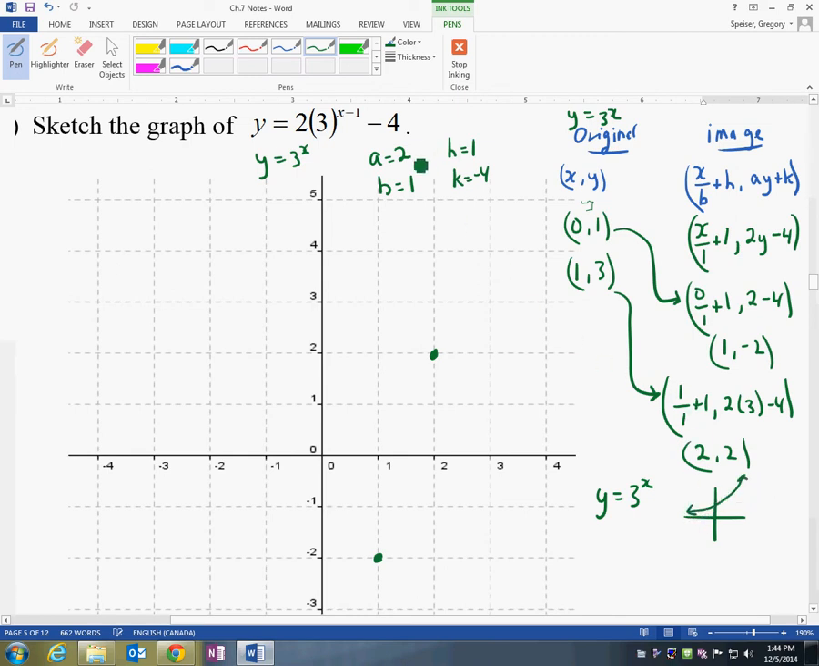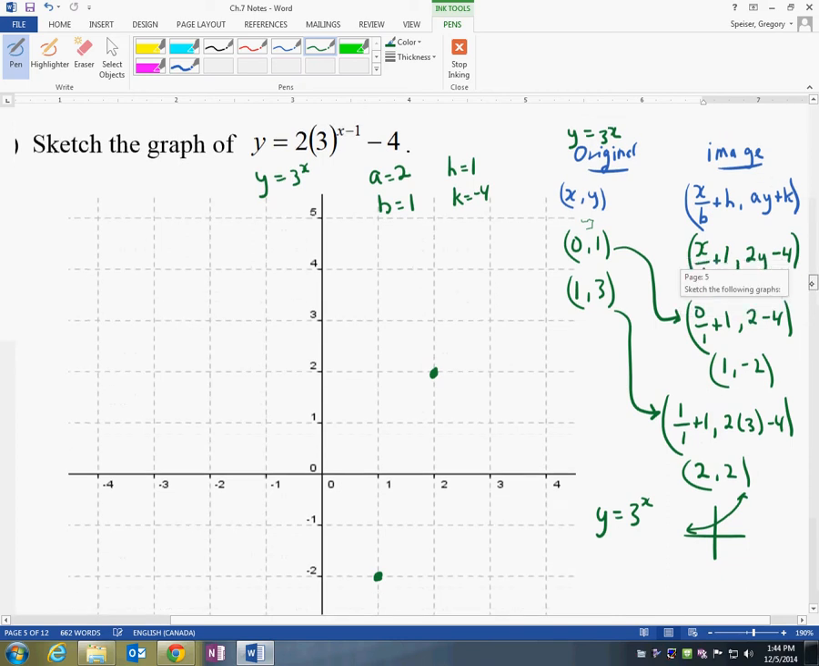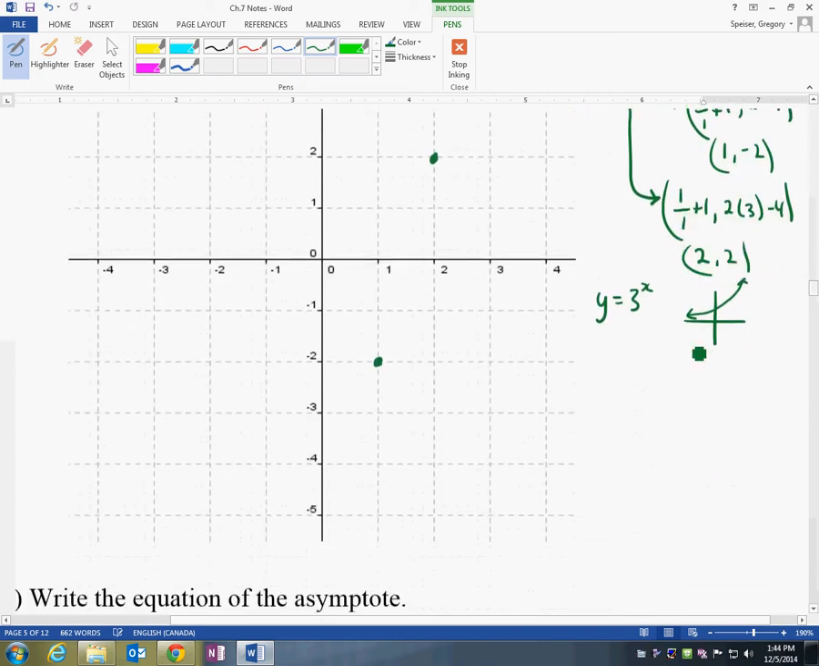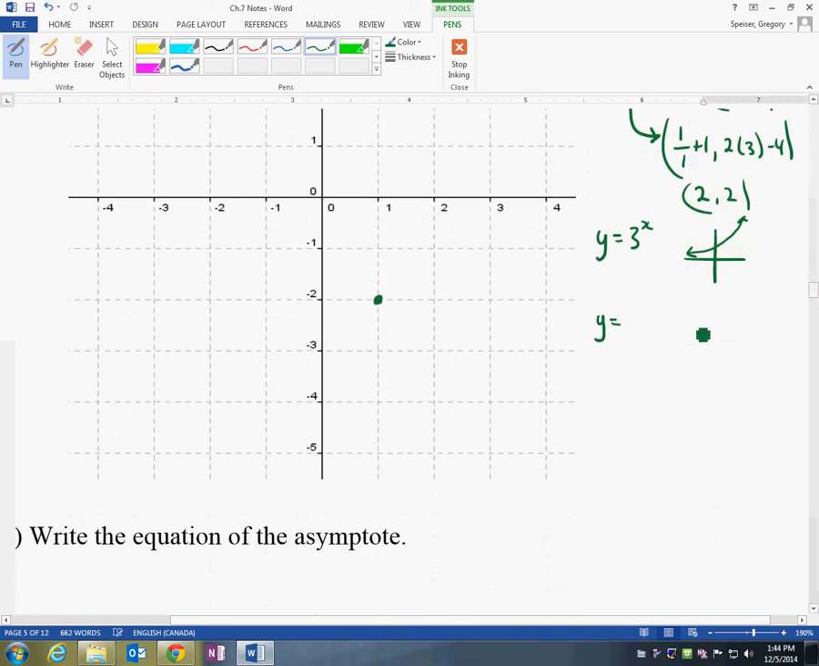We should do our a and our b first. So a means that all my y values get multiplied by 2, and my x values just stay the same because b is equal to 1. So if I say, okay, now let's add my 2 in there, so y is equal to 2 times 3 to the x. So I'm adding that. I get a vertical stretch. So it's going to look a bit more like this.